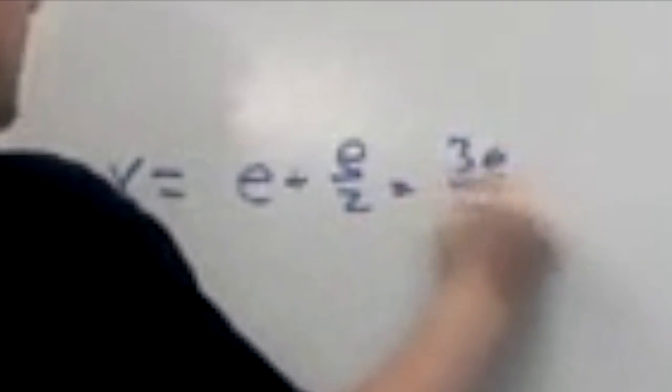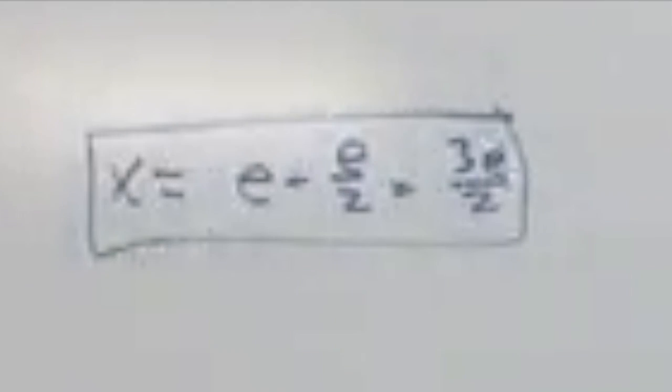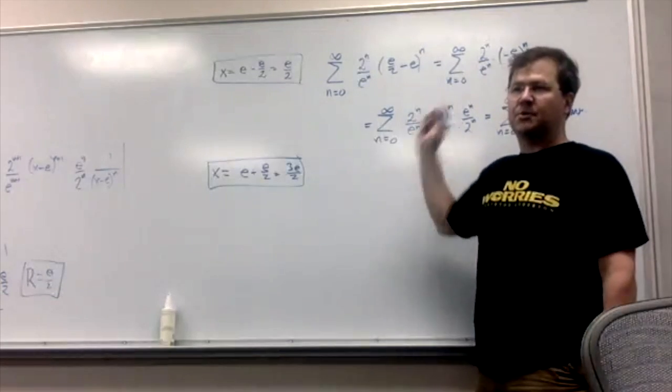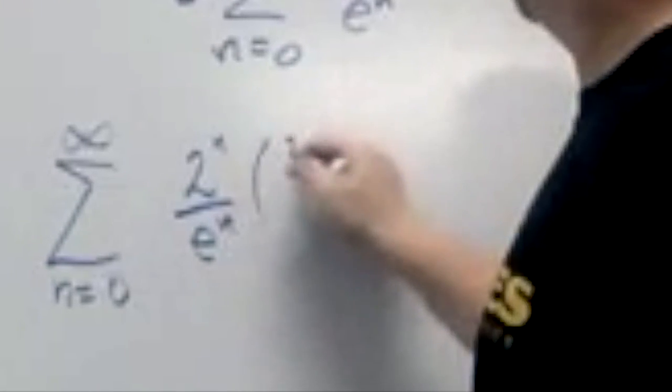So checking as well, e plus e over 2, also known as 3e over 2. Then the rest of this is going to be pretty similar to what I just did. I just found the radius. I didn't put the ends. So that's the radius.